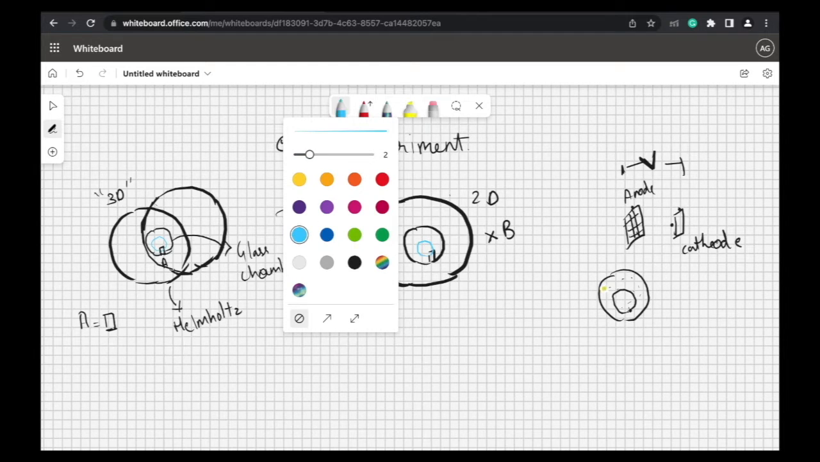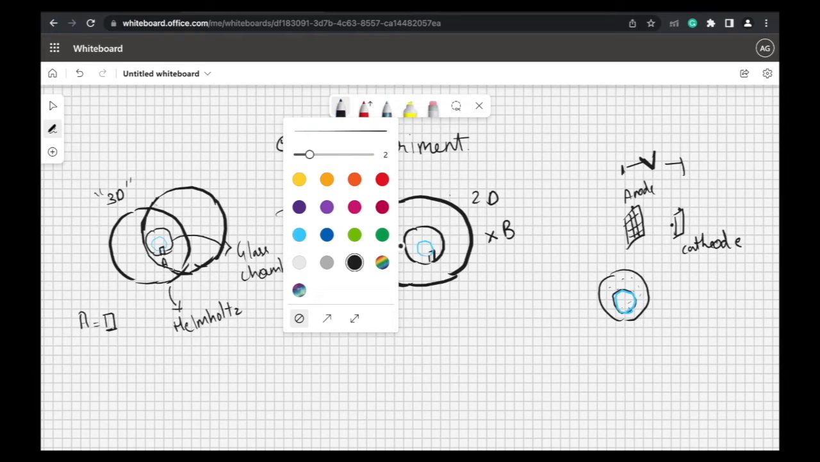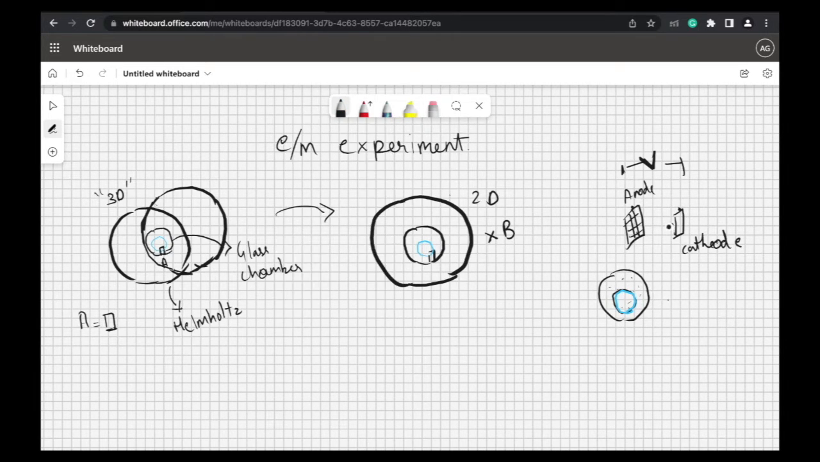And why the blue thing? Because it emits a blue light, though that depends on the gas. When the electrons from this beam collide with the atoms of gas inside the glass chamber, they excite the electrons of those gas atoms, and when those excited atoms come back to their stable configurations, they radiate light. That's how you get to see this blue light. So now let's come to the theory.